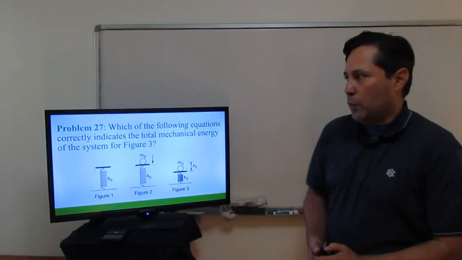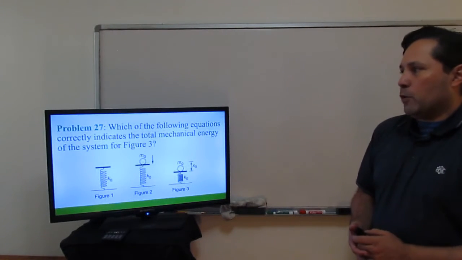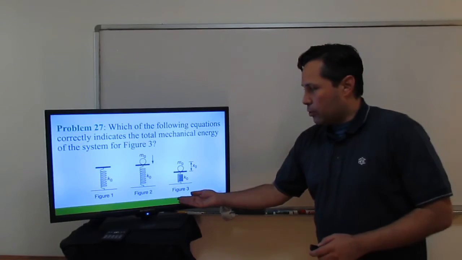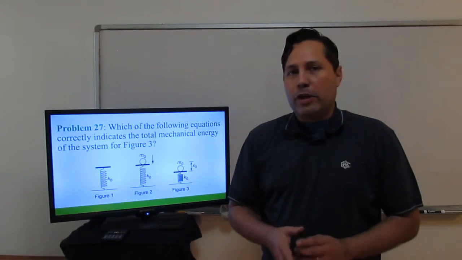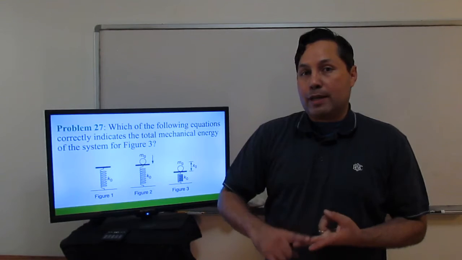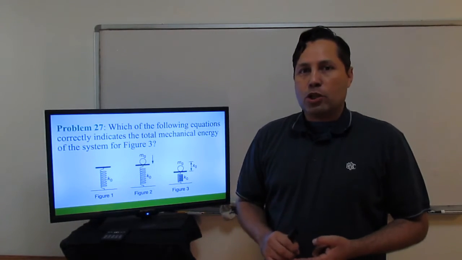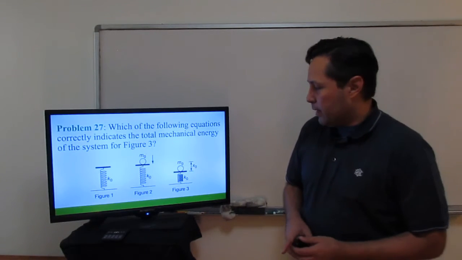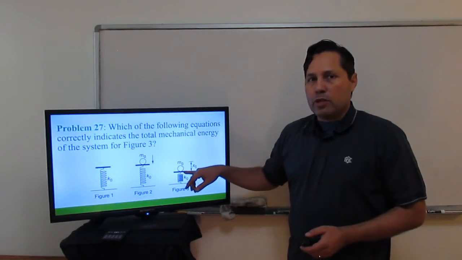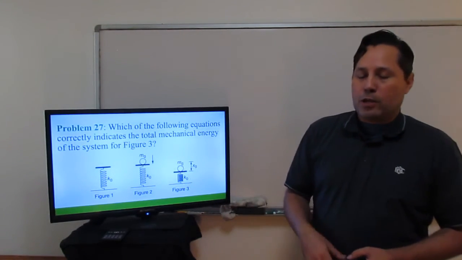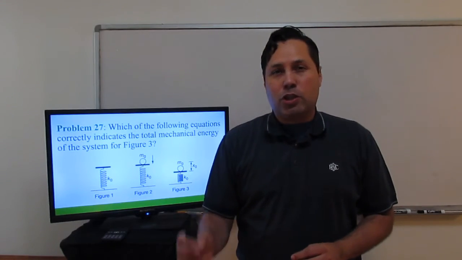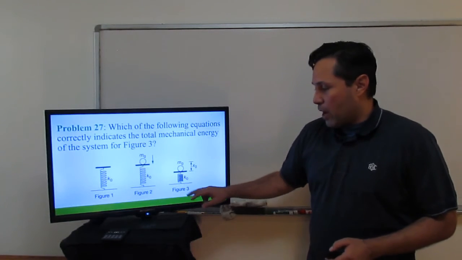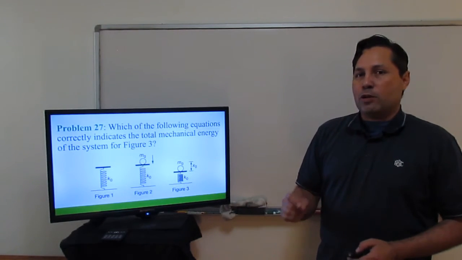In problem 27, we ask the following question. Which of the following equations correctly indicates the total mechanical energy of the system in figure 3? So total mechanical energy. Remember, mechanical energy has potential and kinetic energy. So kinetic energy, is there any here? And the answer is no. There's no kinetic energy because the ball stops. So there's no kinetic energy. So now we're down to potential energy due to gravity and potential energy of a spring. The spring is compressed, so it does have potential energy of a spring.